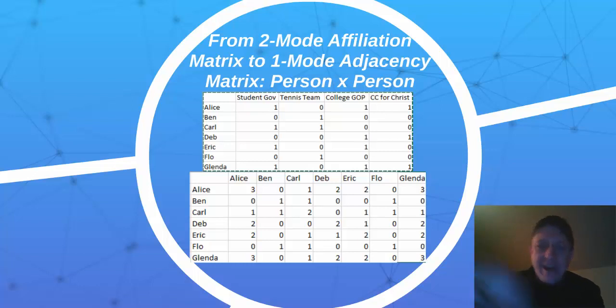Notice Ben in the diagonal, right? The diagonal is the set of cells in which a node is referring to itself. So going from Alice to Alice and then Ben to Ben, we see a 1. What does that mean?